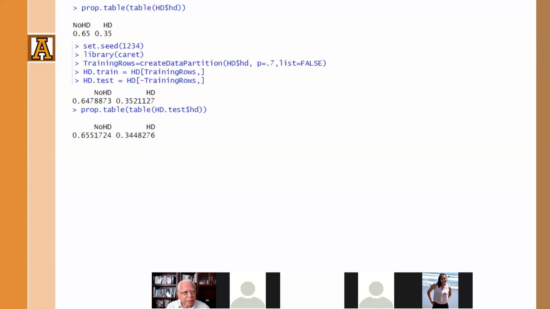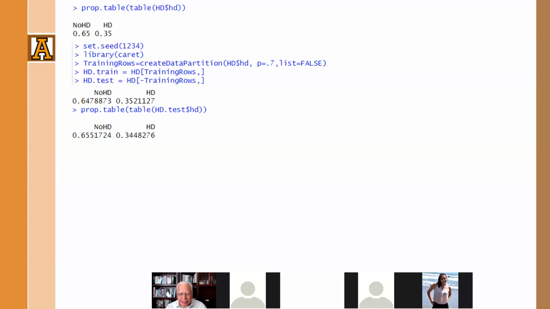And what I'll do now is, I'll review this part first, and then we'll go over the R script. So I'm going to use caret to create a data partition. Training rows, I create my data partition with 70% of the data. So I'm going to use 70 observations for training and 30 for testing.